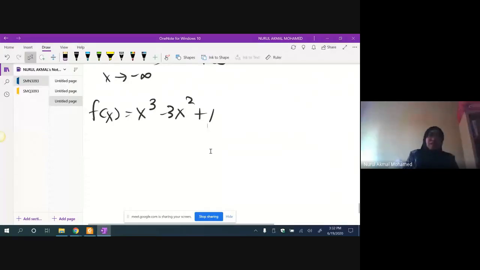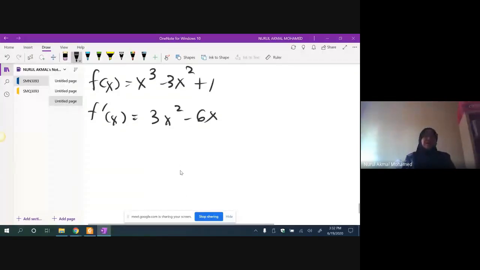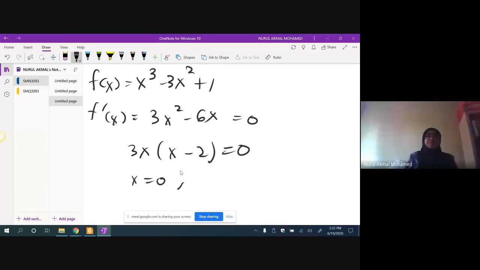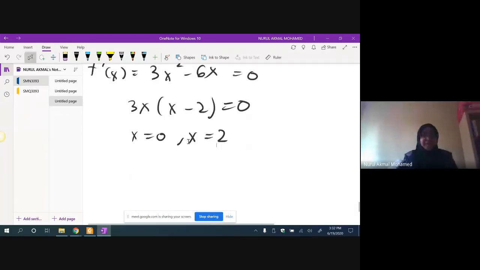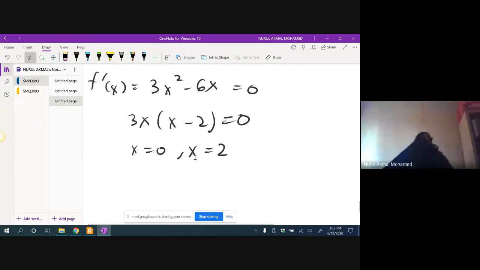The first thing you have to do is, of course, differentiate. f prime of x is equal to 3x squared minus 6x. After you differentiate, you equate this to 0, to find the values of x when f prime is equal to 0. So 3x, you factorize, x minus 2 is equal to 0, so x is equal to 0 and x is equal to 2. So you've got 2 points here. These 2 points are either inflection points, minimum points or maximum points. You have to decide.